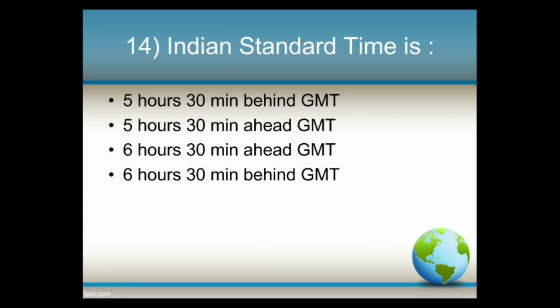Next, Indian Standard Time is options 5 hours 30 minutes ahead of behind GMT, 5 hours 30 minutes ahead GMT, 6 hours 30 minutes ahead GMT, 6 hours 30 minutes behind GMT. And the option is 5 hours 30 minutes ahead of GMT. This is very important question. Please remember this, that our Indian standard time is 5 hours 30 minutes ahead of GMT. GMT is Greenwich Mean Time.